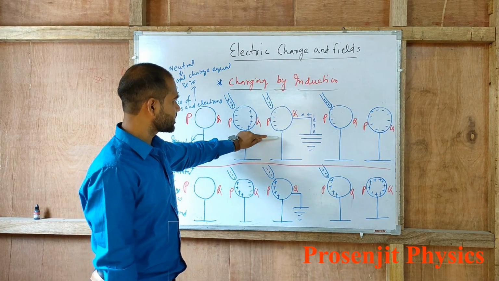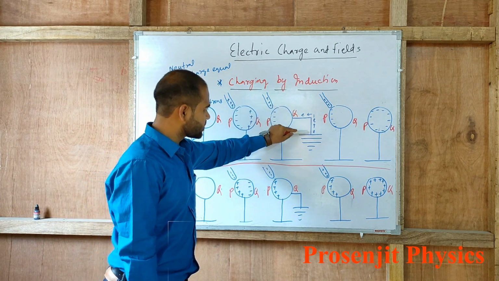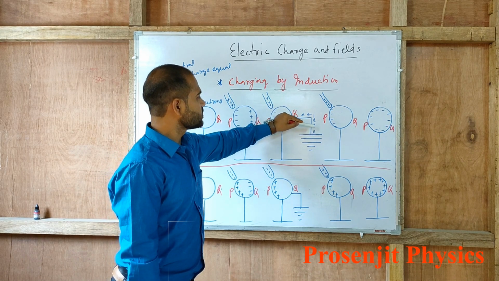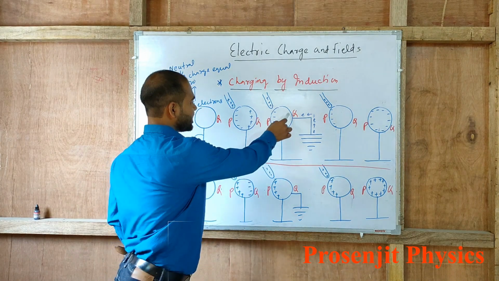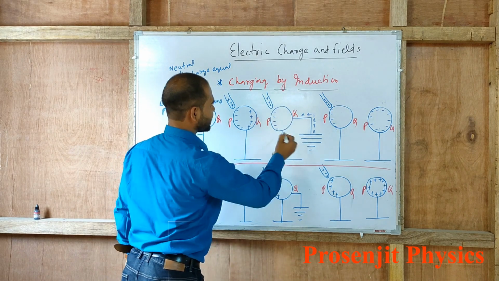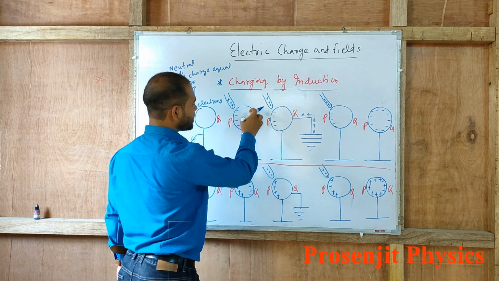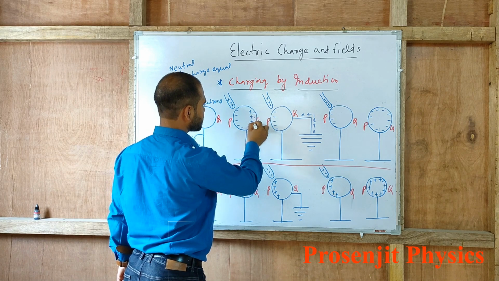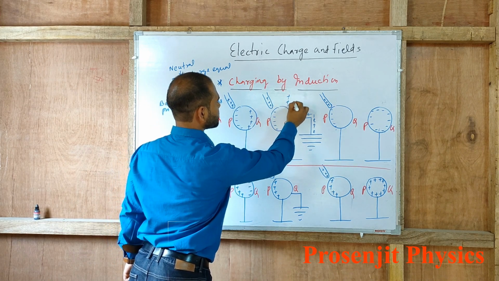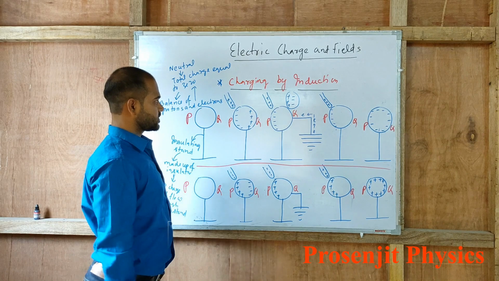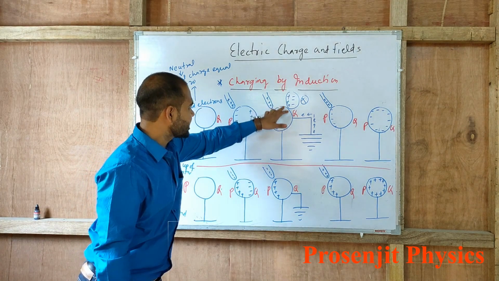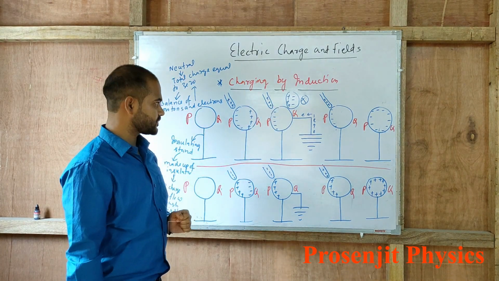In the next case, end Q is grounded. As a result, electrons will flow from the ground to the end Q and neutralize the positive charge. As a result, end Q will have no charge.